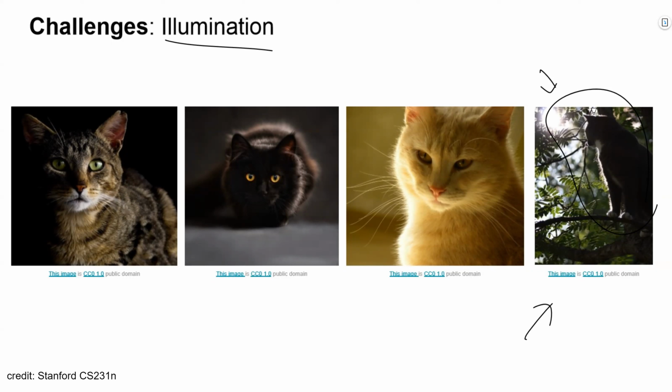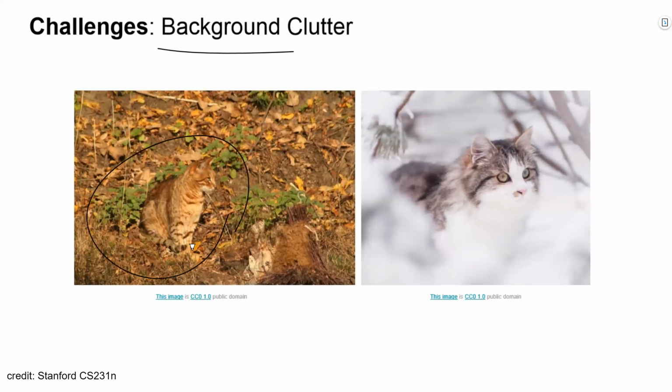Another factor is background clutter. As you can see here, this cat blended into this background, and it's quite hard to recognize. And this cat blended into this snow background, and it's quite hard to recognize this part. And another famous factor that makes the image classification task challenging is occlusion.